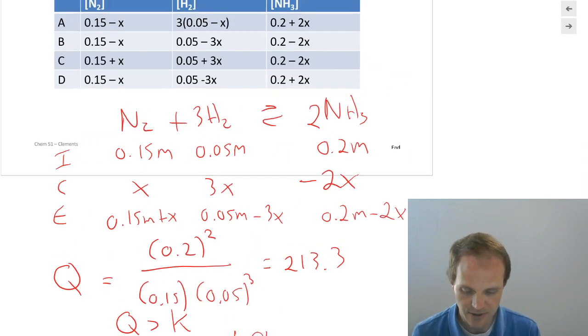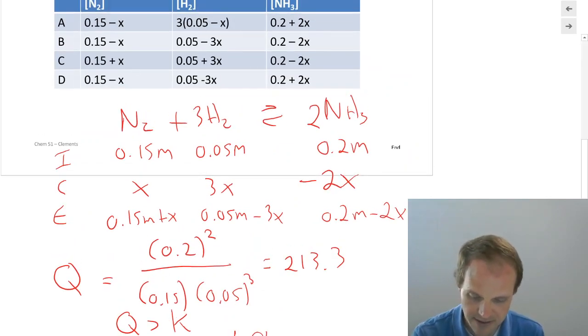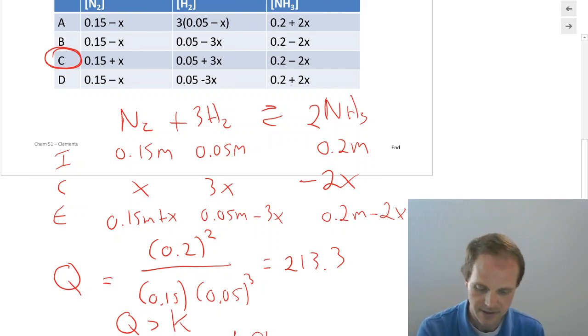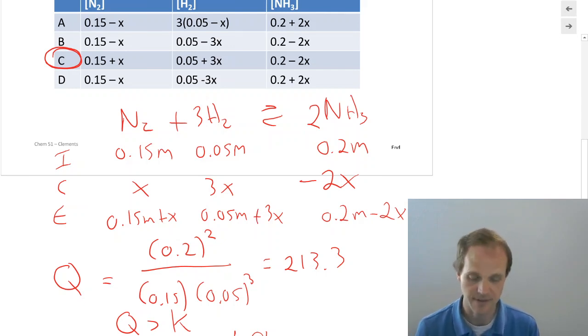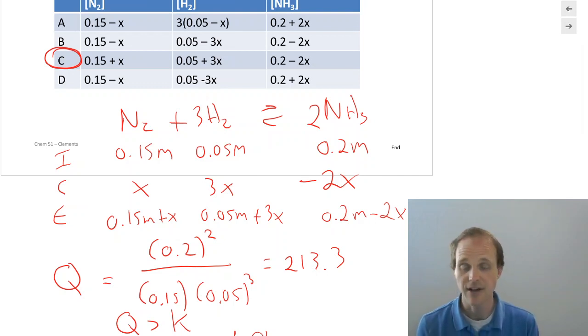So which one does that correspond to? 0.15 plus x is only in C. Sorry about that. A plus 3x there in my equilibrium line, and a 0.2 minus 2x. So if you went ahead and got the opposite one, where you had the minus 3x and the minus x, but then a plus 2x, and so it looks like answer D, you're doing okay.